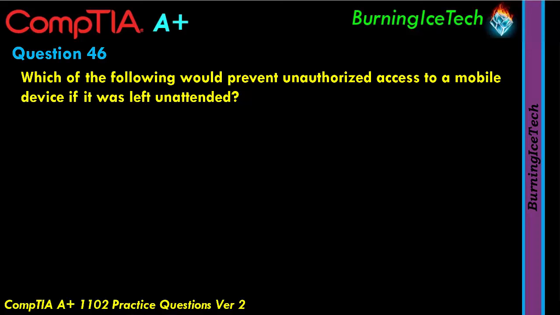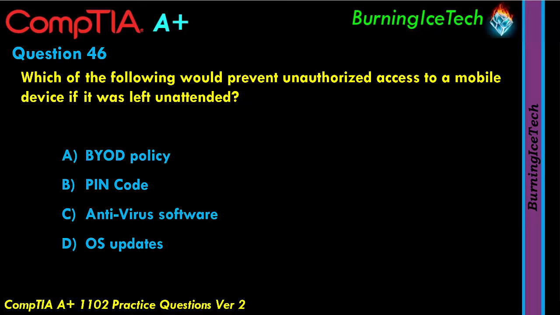Question 46. Which of the following would prevent unauthorized access to a mobile device if it was left unattended? Now, the actual answer I want to give you guys is not even on this list. You know, the real answer won't always be on the list. That would be to go and put a timeout. You would remember from one of our earlier questions, you can put a timeout, and then after 3 or 5 minutes, if the machine is unattended and just on idle, it'll lock itself automatically. So that'll probably be the best answer choice, but it's not a choice here.